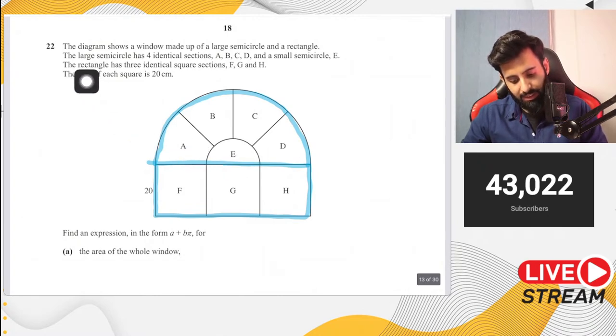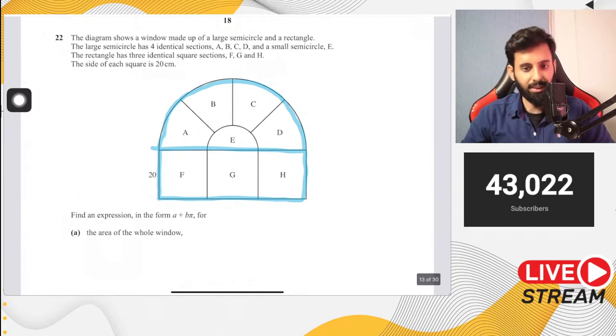The rectangle has three identical square sections, F, G, H. So this rectangle is divided into three identical squares. The side of each square is 20 centimeters. Then it says, calculate the area of the whole window.